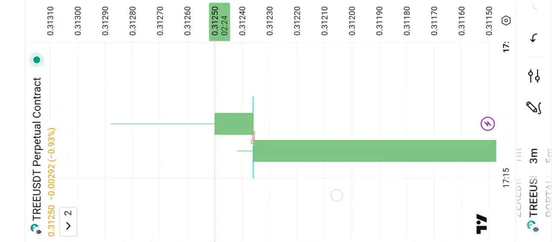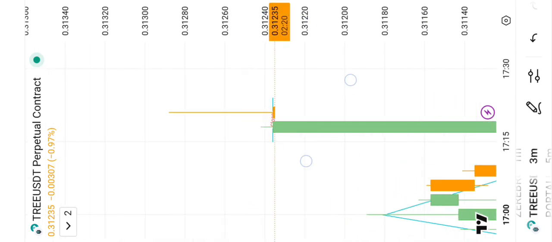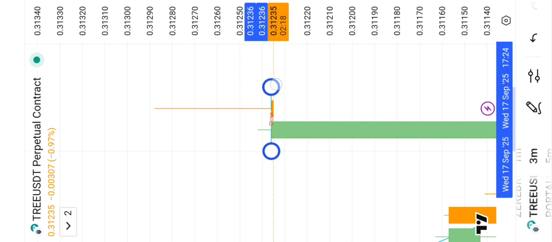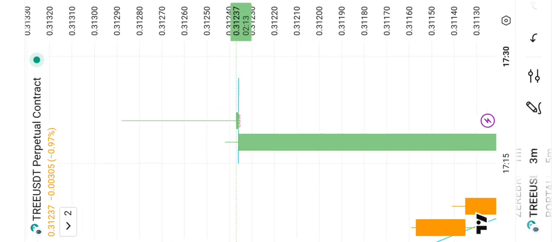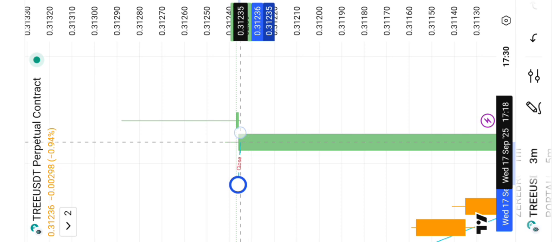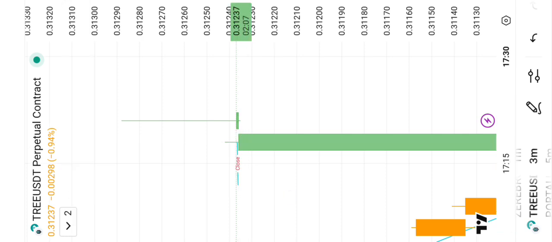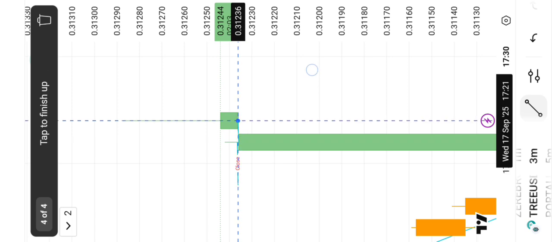Then another one just opened. You can see that it's not okay. Let's see how it goes. This one closes here. Another one opens at that same spot.